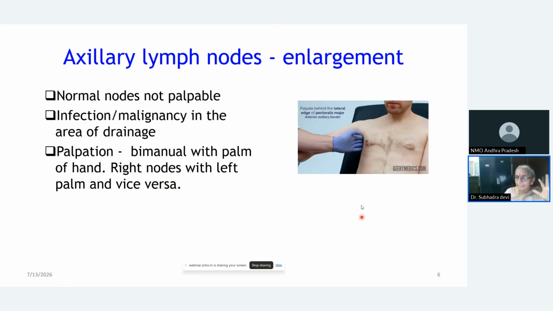Then what is the clinical application of it? So enlargement of lymph nodes. Normal nodes, you cannot feel them. If there is infection or malignancy in the area of drainage, for example, mammary gland, then they can be enlarged, and you should use bimanual palpation with the palm of the hand, right side nodes with the left palm. That's what you are seeing, and vice versa. That is how you palpate these lymph nodes.